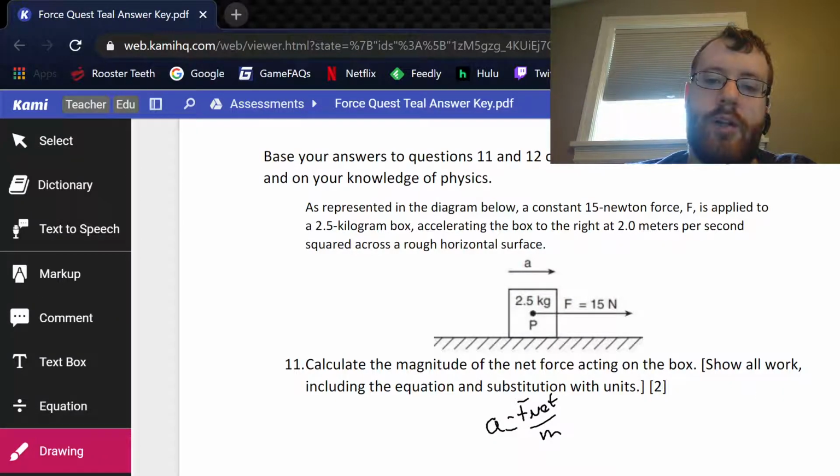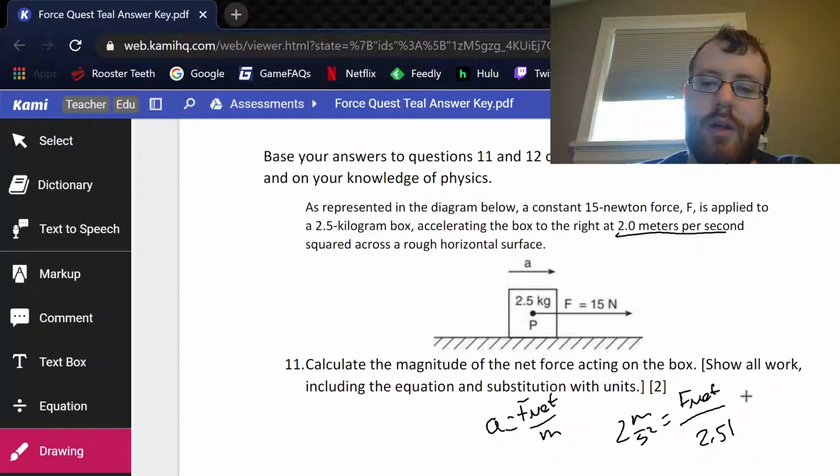I know my acceleration is 2. My net force is what I'm looking for. And my mass is 2.5, which means my net force is 5 newtons.